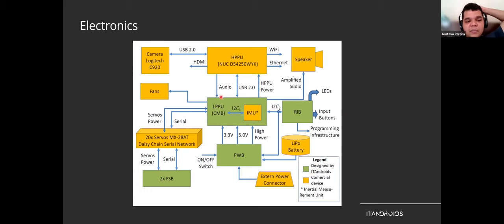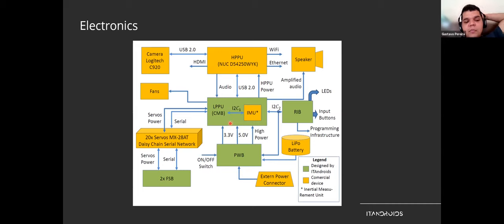Most of the data processing is done by a high-performance processing unit, the HPPU, which is an Intel NUC located in the robot torso. Using this data, this main computer calculates the reposition of the servos and sends information to the control monitoring board, the CMB, in green. The CMB is a board that deals with low-level hardware. It's responsible for serial communication, IMU data acquisition, interpretation, and servo power distribution. The servos, the Dynamixel MX28, are connected to the CMB through a daisy chain network, which reduces the number of wires and thus increases robustness.